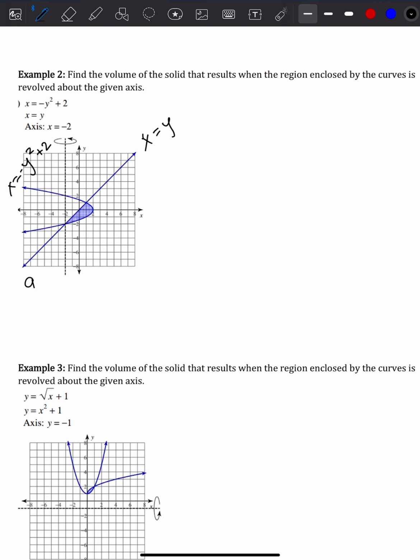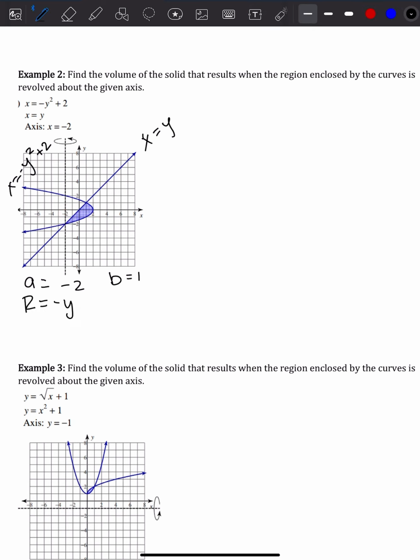So we have a is equal to our y value, that's the lowest where they intersect, happens to be right here, and that happens at y equals negative 2. The y value where they intersect at the upper part is right here, and this happens at 1. So I know my a value is negative 2, my b value is 1. We still want that idea of big R being the equation that is farther away from the axis at any given point. So if I go from the axis of revolution and I travel over, I hit that line first, and then I hit the parabola. So big R in this case is going to be that parabola.